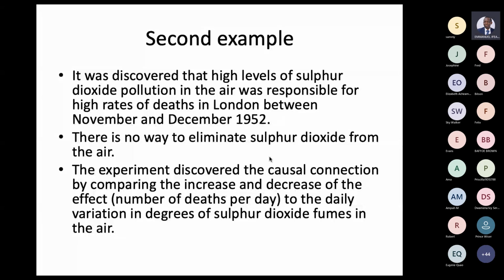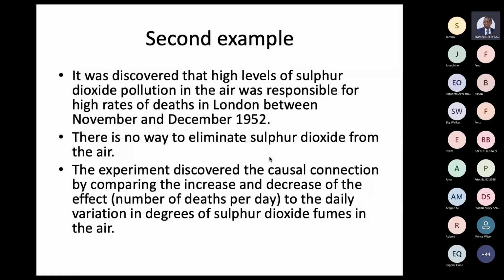So these guys were recording the number of deaths per day. On day 1, 20 people died, and this was the degree of sulfur dioxide in the air. On day 2, 40 people died, and this is the degree of sulfur dioxide in the air. On day 3, 10 people died, and this is the degree of sulfur dioxide in the air, and so on and so forth.